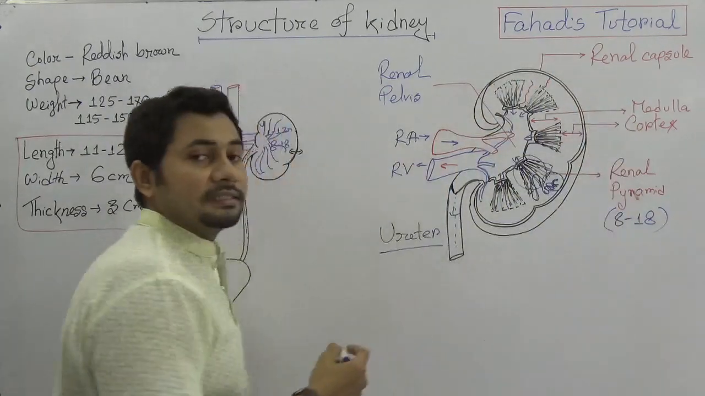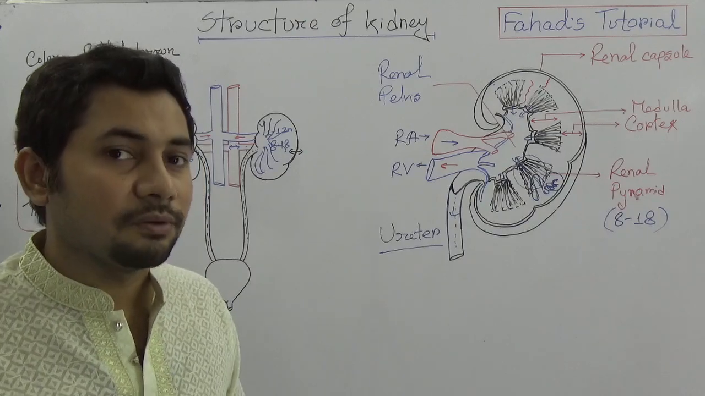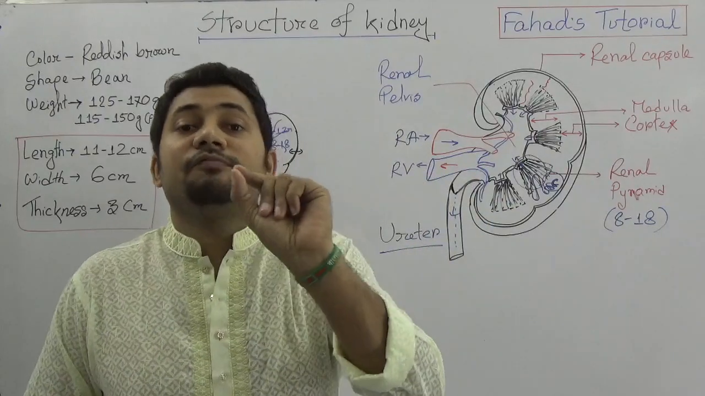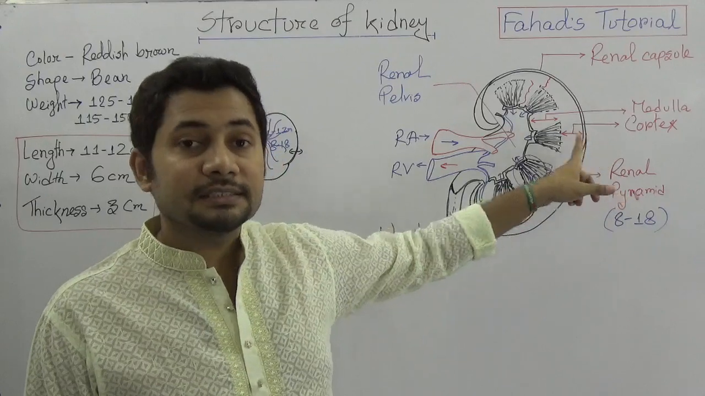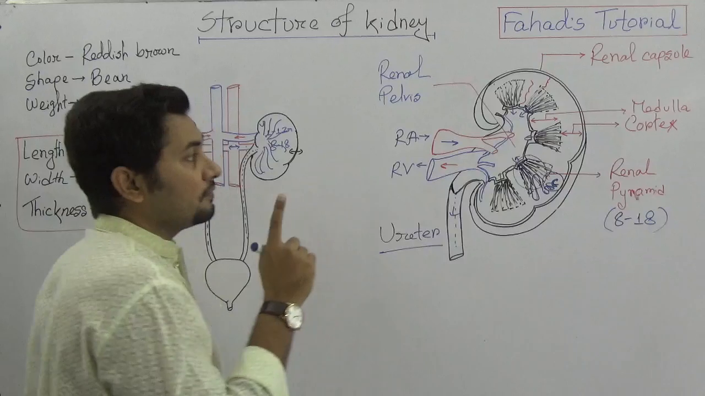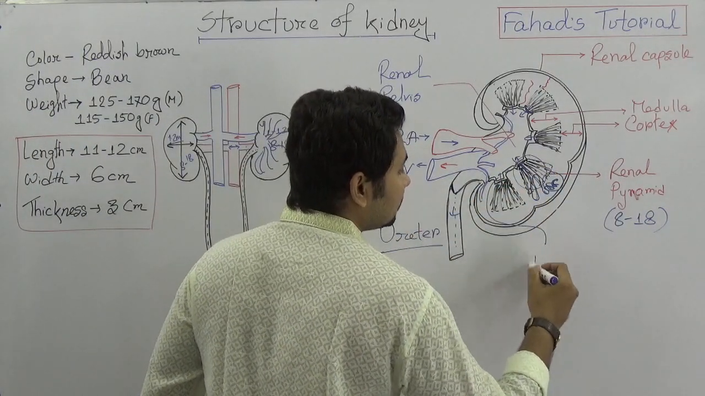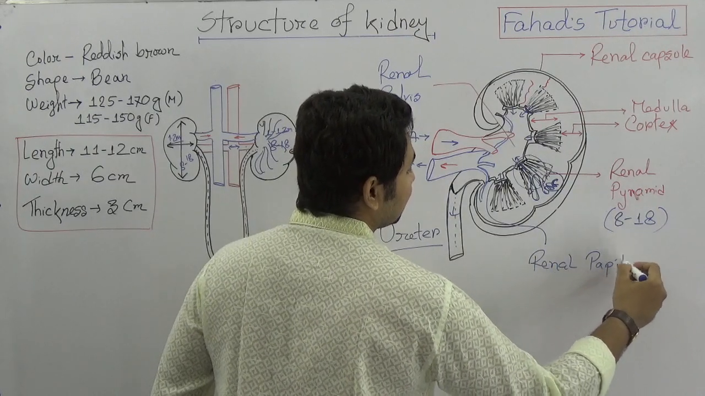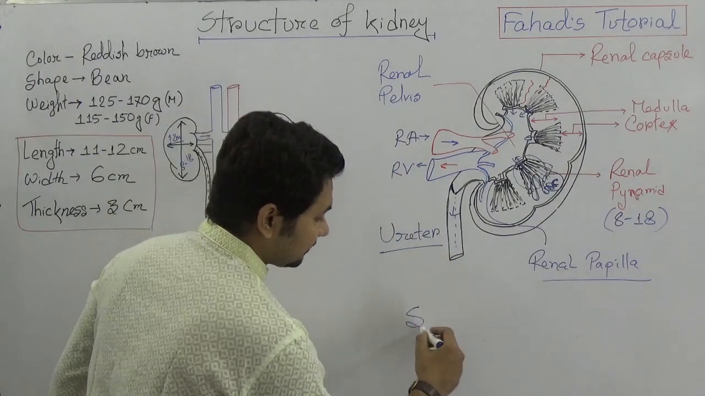And the kidney is enclosed by a membrane which is known as the renal capsule. This is a special fibrous membrane, and inside we have two parts, the cortex and the medulla. And the apex of the renal pyramid is known as the renal papilla. So this is the structure.